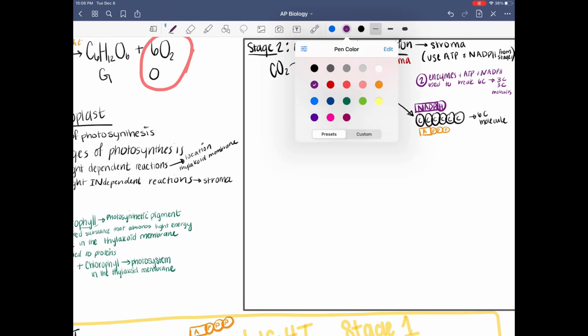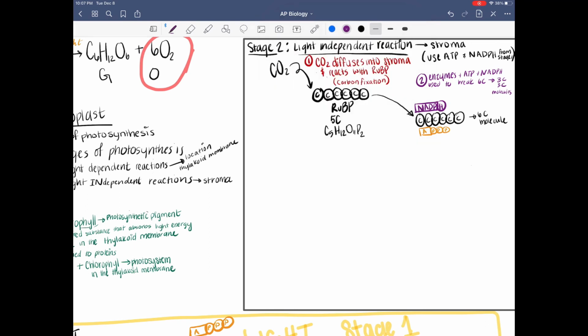Even though this is a 6-carbon molecule, it is not glucose. We have to keep that in mind. This is an intermediate until we get to glucose. We release NADP plus and ADP, both of which will be reused and recycled later. Now we've got our 3-carbon molecules, which are also known as PGAs.